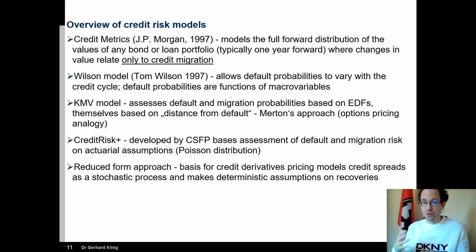Now, there are alternative approaches to that. So some approaches rely more on firm information, more on industry information. Others are more focused on the macro level. So the Wilson model is an interesting one because it is focused more on macro drivers of default probabilities.